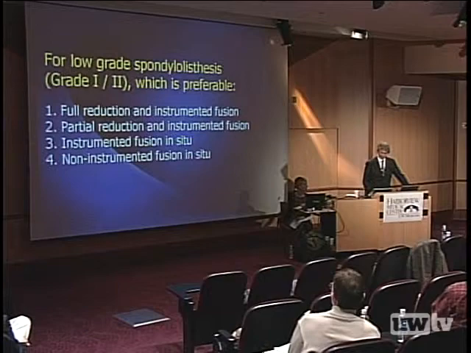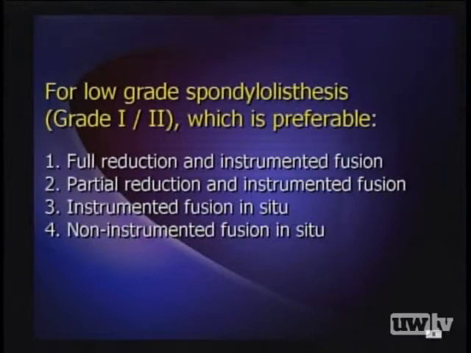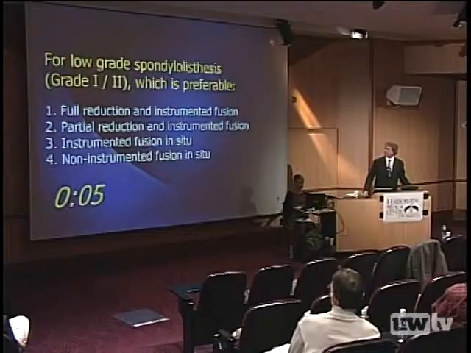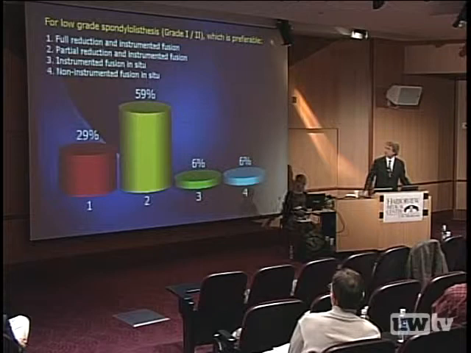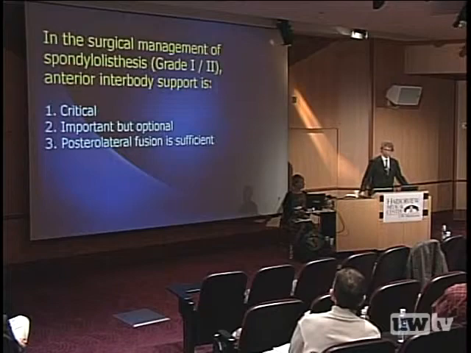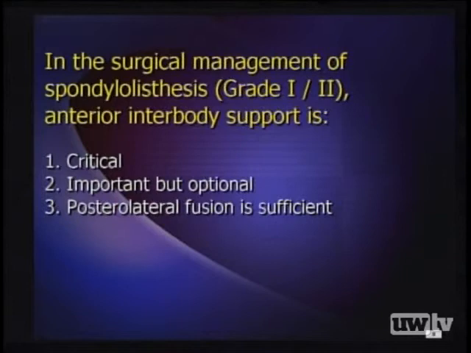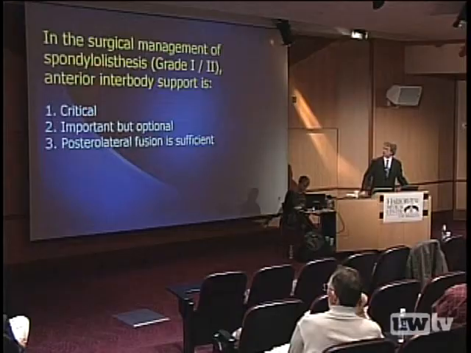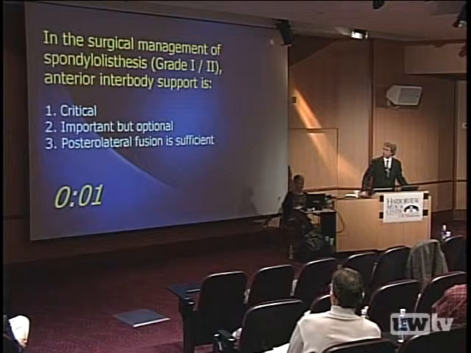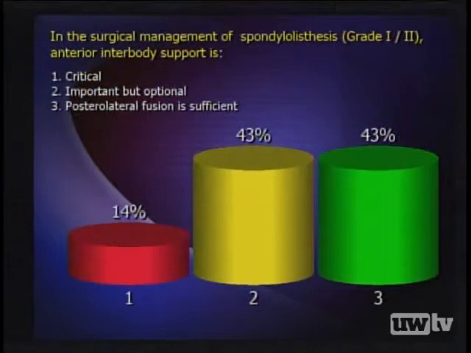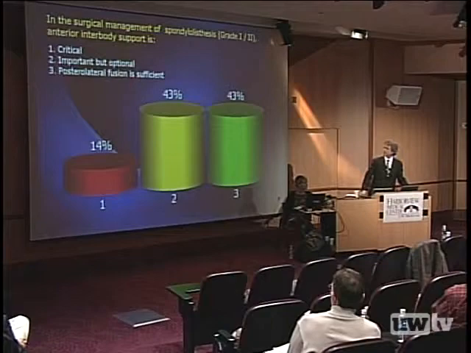Next is a similar question for low-grade spondylolisthesis, grade 1 to 2: which is preferable, full reduction instrumented fusion, partial reduction instrumented fusion, in situ instrumented fusion, or non-instrumented fusion in situ? Instrumentation is favored, so it's hard to break that pedicle screw habit, isn't it? And then in the surgical management of low-grade spondylolisthesis, is the role of anterior column support critical, important but optional, or is posterolateral fusion sufficient? Interesting. A slight predominance of people favor some degree of anterior column support, but almost half still go solely posterolateral.